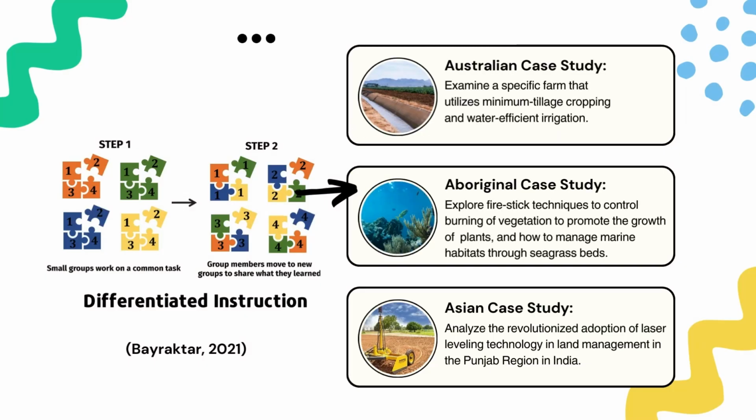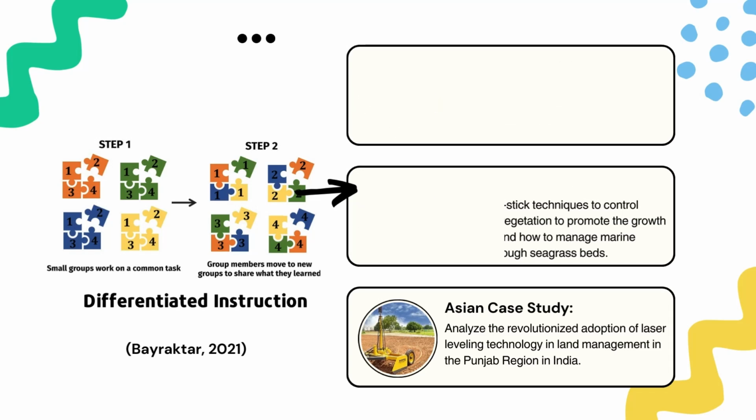When we are practicing this responsive strategy, I will use differentiated instruction as well. An example can be the jigsaw method. Students will be divided into different groups and they will each be given a case study. For instance, for the Aboriginal case study, they will learn about the fire-stick technique to control burning of vegetation, which can promote the growth of plants, and also how they manage marine habitats such as seagrass. In this kind of jigsaw practice, students will have a better understanding of their case study, and they will share this understanding among their peers.